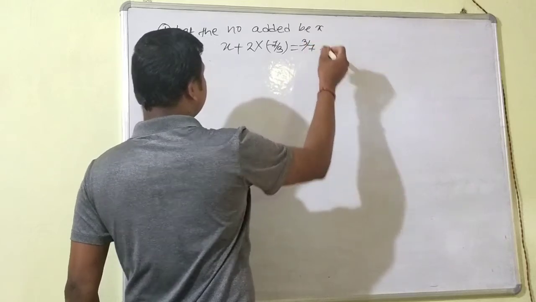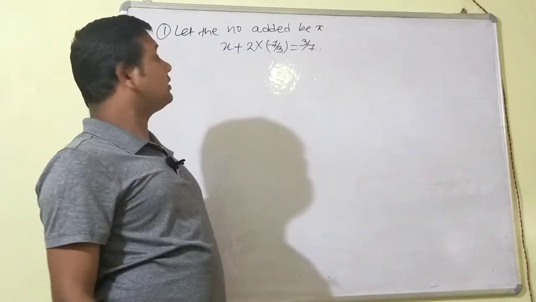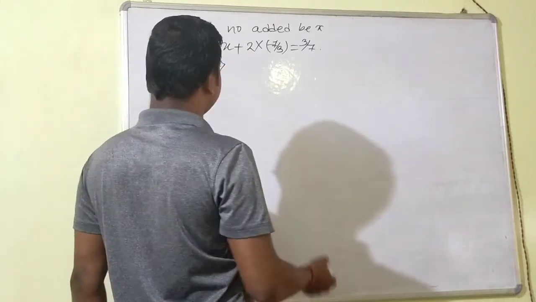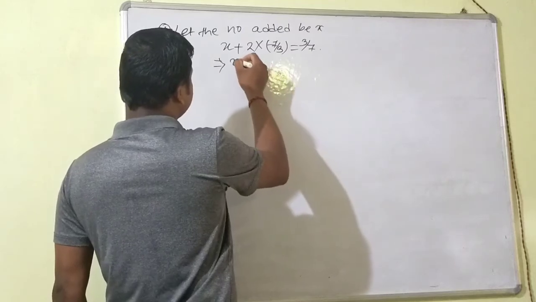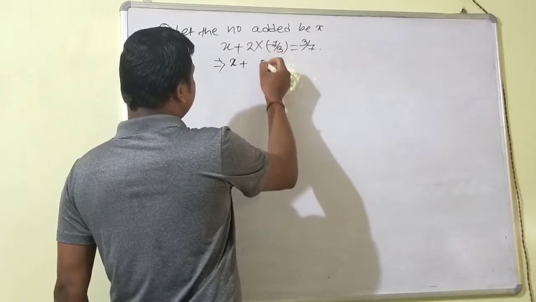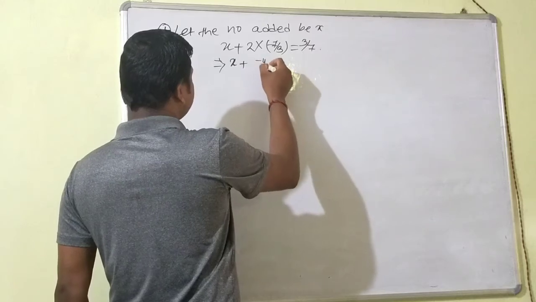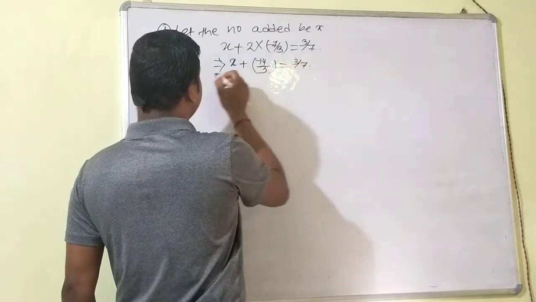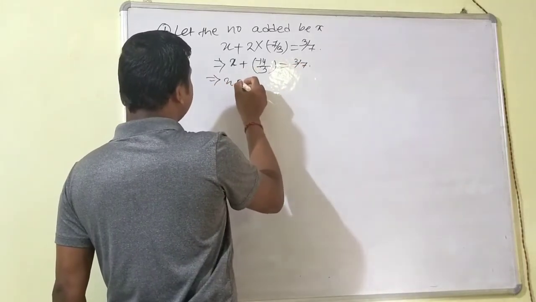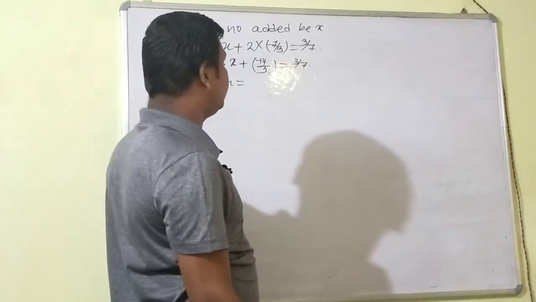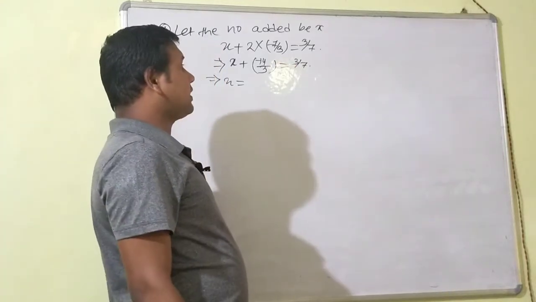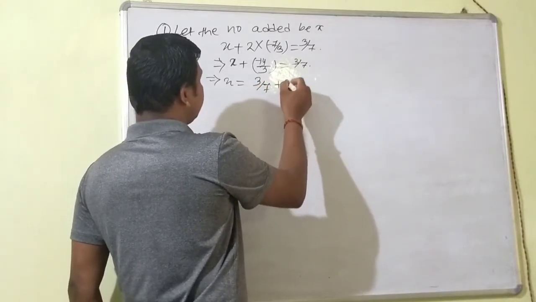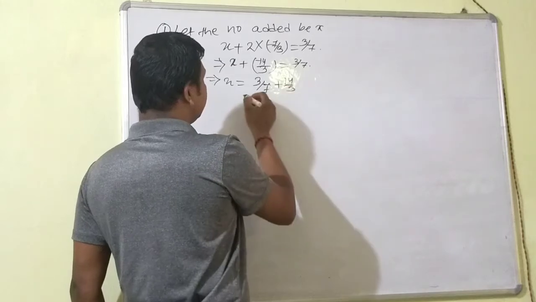This is the equation according to the relation. We will simplify it to get the answer. So here we will write x plus 2 into minus 7 by 3, that is minus 14 by 3, equal to 3 by 7. Next step, minus 14 by 3 will be transposed to the right hand side and added with 3 by 7, that is plus 14 by 3.